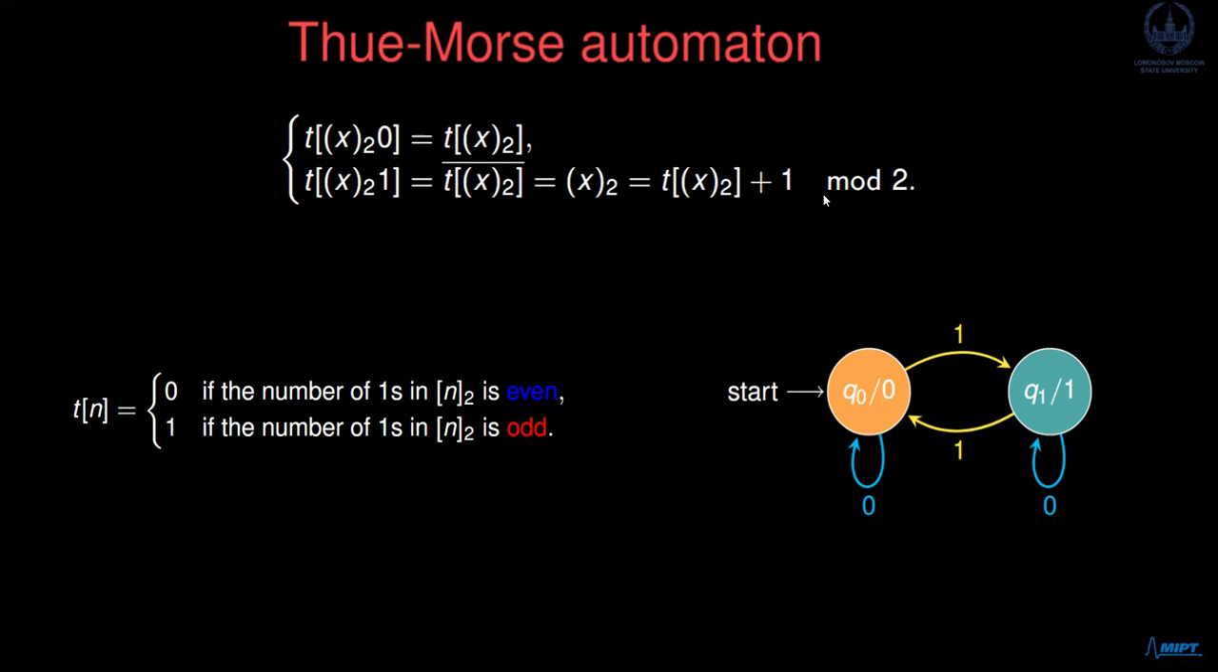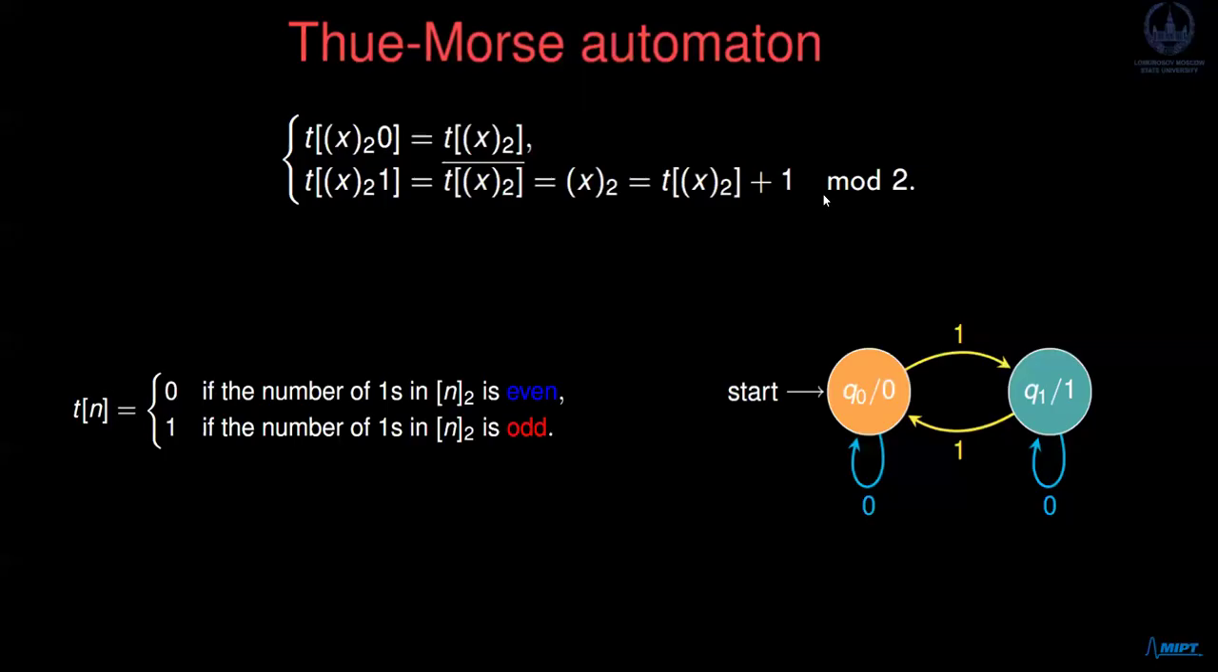The value of t_n depends on the number of ones in the binary expansion of n. Especially, t of n is equal to 0 if the number of ones in n in base 2 is even, and it is equal to 1 if the number of ones in the binary representation of n is odd. This rule captures the alternation between 0 and 1 in the Thue-Morse sequence based on the parity of ones in the binary representation of the index n.